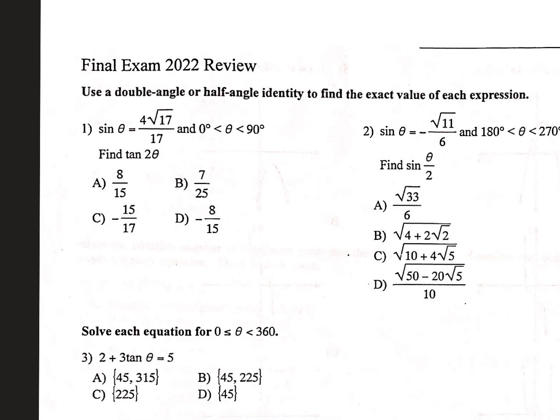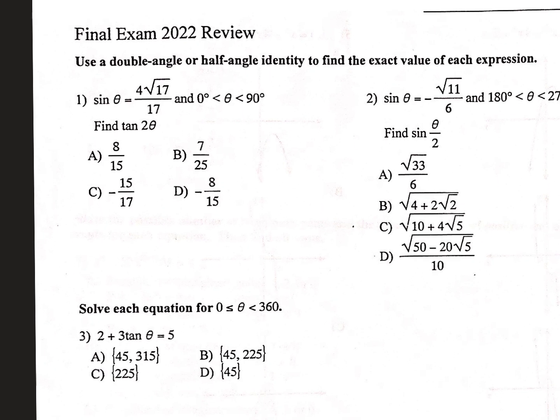It says use a double angle or half angle identity to find the exact value. First of all, you will have an identity page. I have those made for you for your test date. Tangent 2x is equal to 2 tangent x over 1 minus tangent squared x. That's your identity that we're going to use.